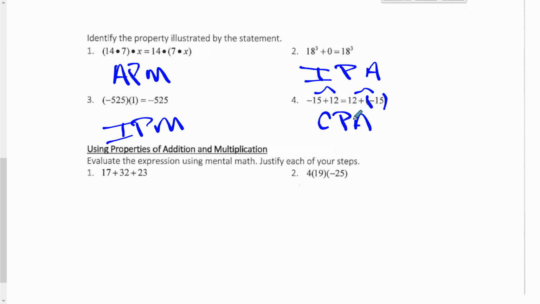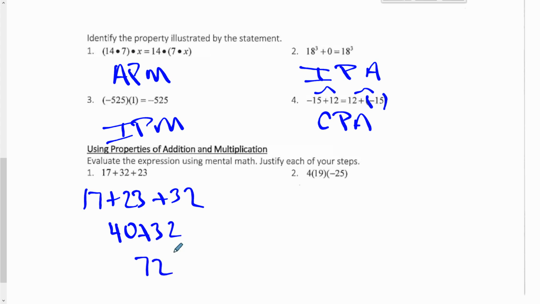If you look at the next part, it says using properties of addition and multiplication. It says evaluate the expression using mental math, justify each of your steps. So I know it says mental math, but I'm actually going to write steps just to show you my thinking. So the commutative property of addition tells me that the order doesn't matter. So if I wanted to, I could do 17 plus 23 first and then add 32. So I can flip that order because I know 17 plus 23 will easily get me to 40, and then 40 plus 32 is 72.